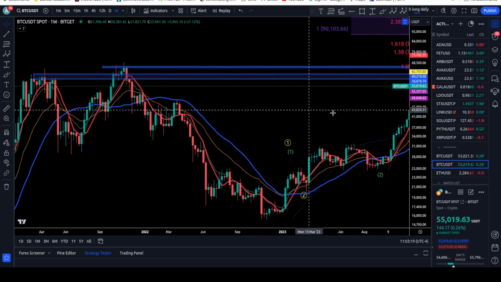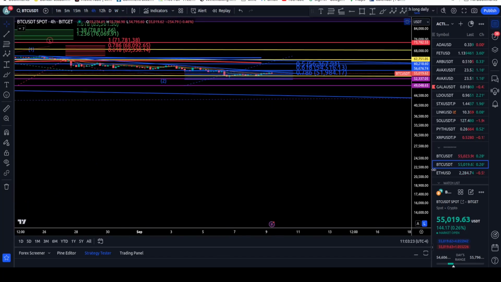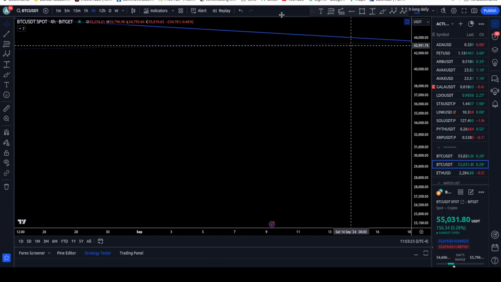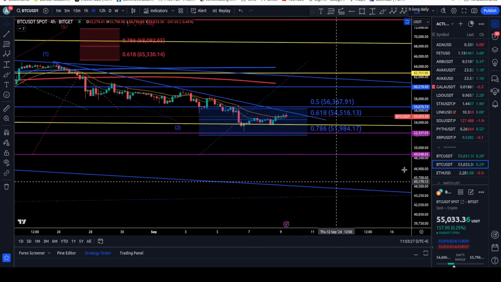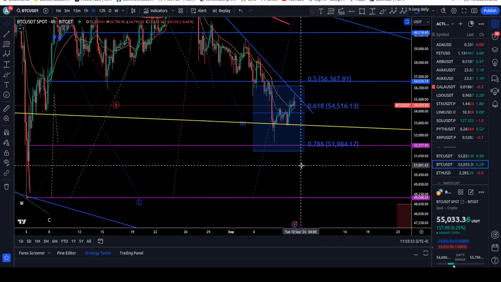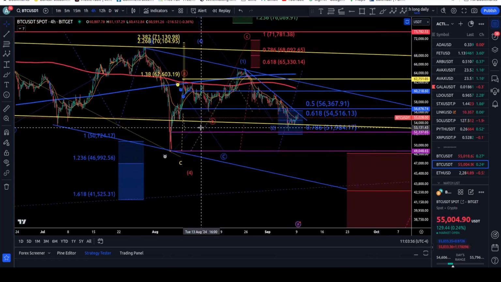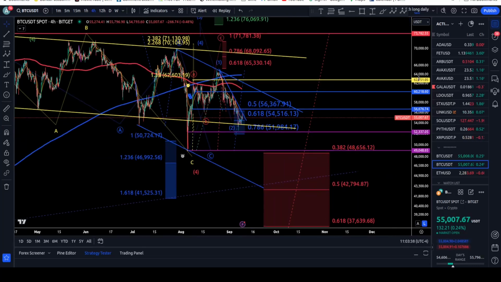Honestly, for the moment, I'm not alarmed. But the only thing I'm going to say is the more Bitcoin starts to make a deep correction for this fourth wave, the less high this fifth wave is going to go. Because at the end of the day, yeah, sure.